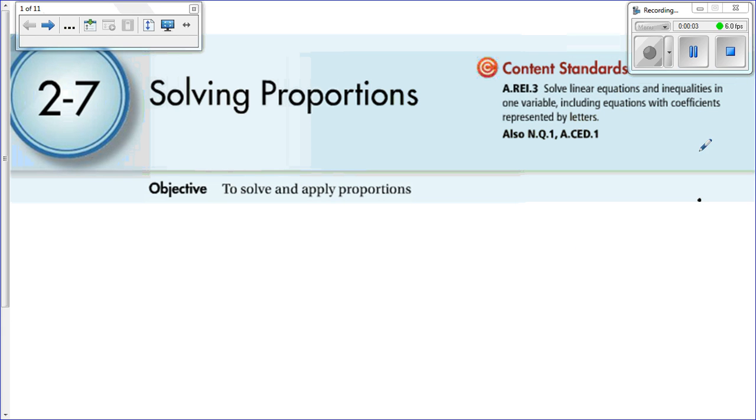This is chapter 2.7. So now this is just kind of going off of last section. Last section was rates and ratios, and now we are getting into solving proportions. And so the objective of this is to solve and apply proportions. So we will explain to you what a proportion is right on the next slide.